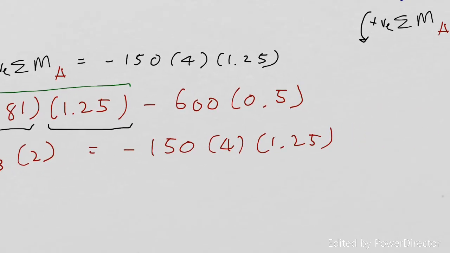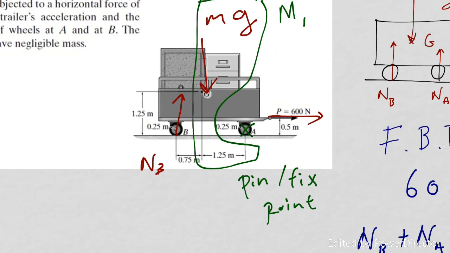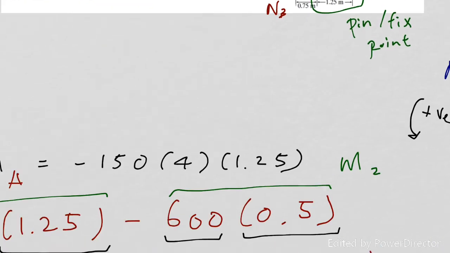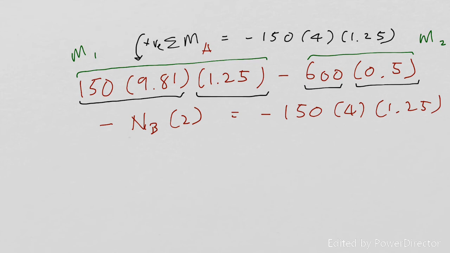Take a look at the second one. 600 times 0.5. So 0.5 is the distance, 600 is the force. This is our M2. And how does this come about? We take a look at the diagram again. So 600, that will be the P towards A. The distance of P towards A is definitely 0.5. So that's why 600 times 0.5 is M2.